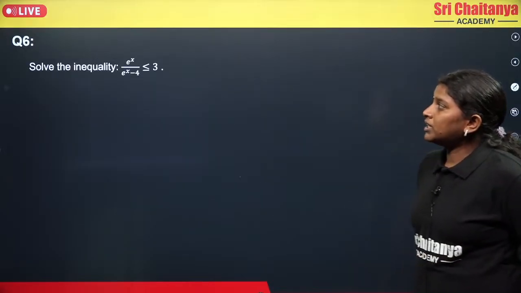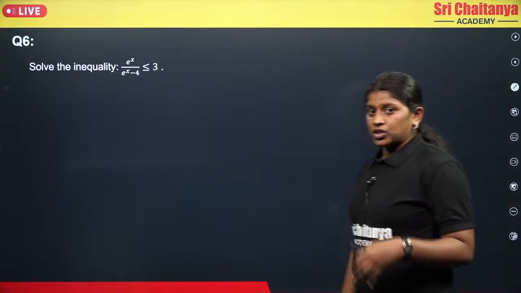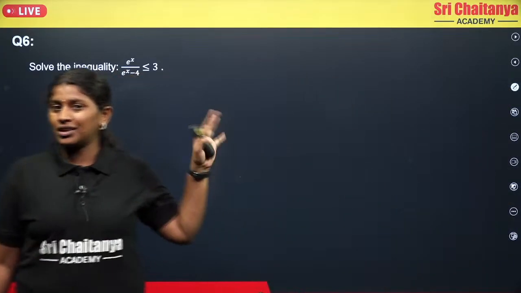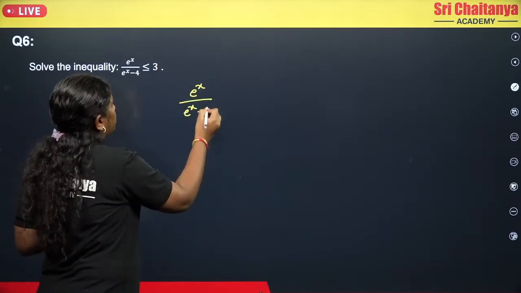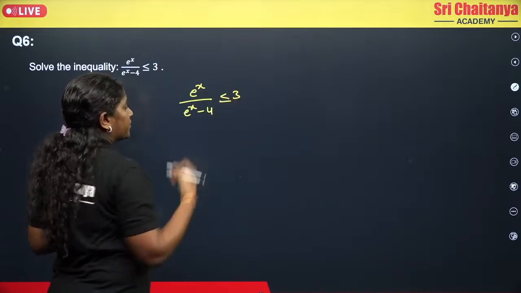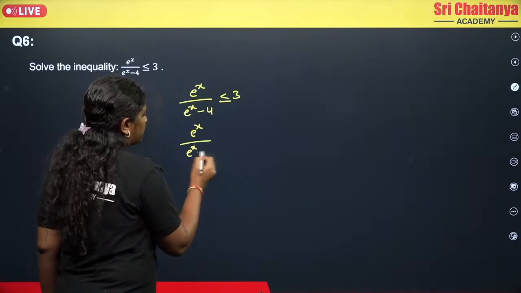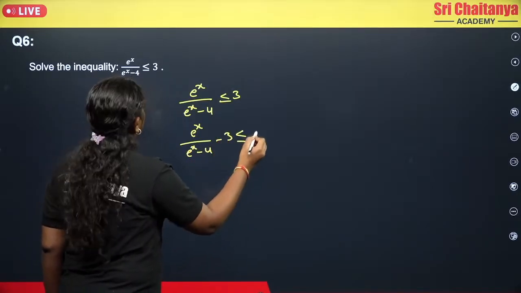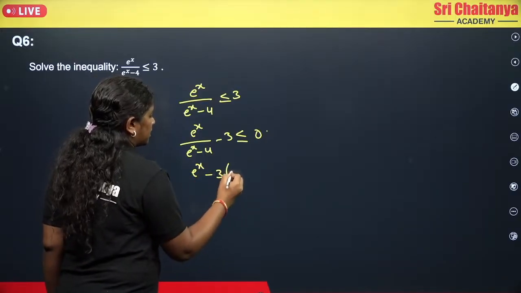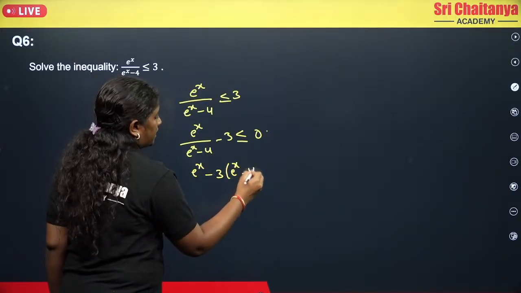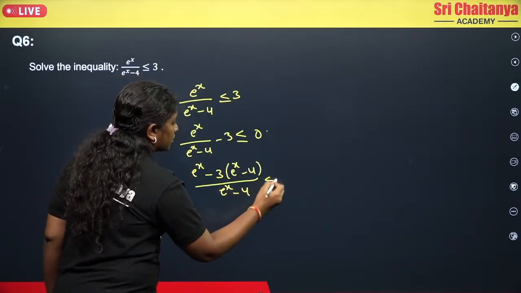Moving to the next one, solve the inequality e power x by e power x minus 4 less than or equals to 3. So first of all, what we need to do, just bring your 3 to the other side. So that becomes e to the power x by e to the power x minus 4 minus 3 less than or equals to 0. Okay, now coming to here, e to the power x minus 3 into e to the power x minus 4, by e to the power x minus 4, less than or equals to 0.